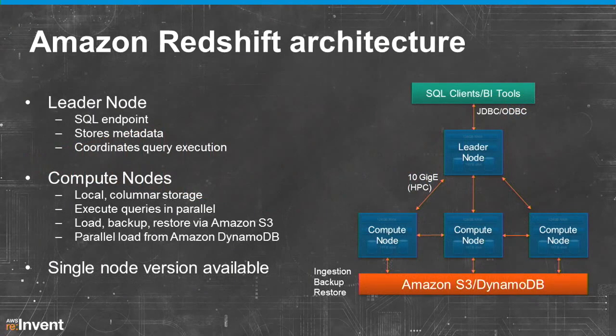Architecturally, Redshift is a clustered system. It's got a leader node, which is your SQL endpoint. That's where you connect your applications. The leader node is responsible for coordinating query execution across the entire cluster. Your compute nodes, which is where your data is stored and query processing takes place, are connected to the leader node, to each other, and to S3 using 10 GigE connections for high-performance inter-node communication. We also have a single node variant available where all of these are co-located to give you a low-cost dev test environment.